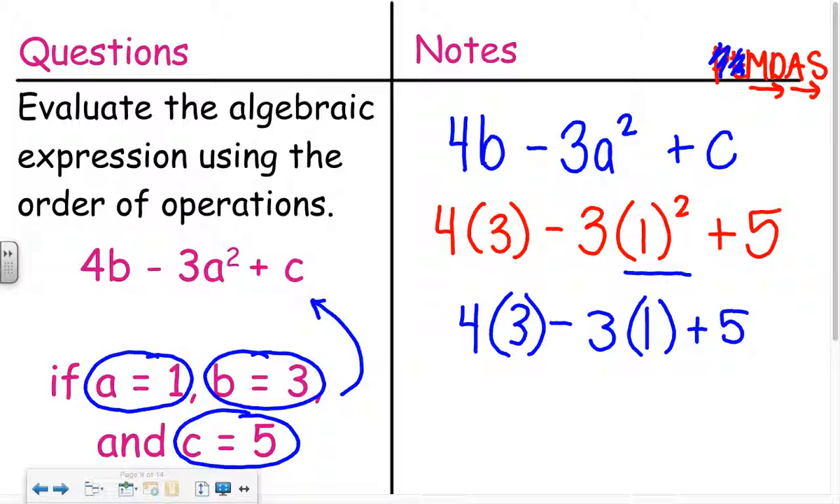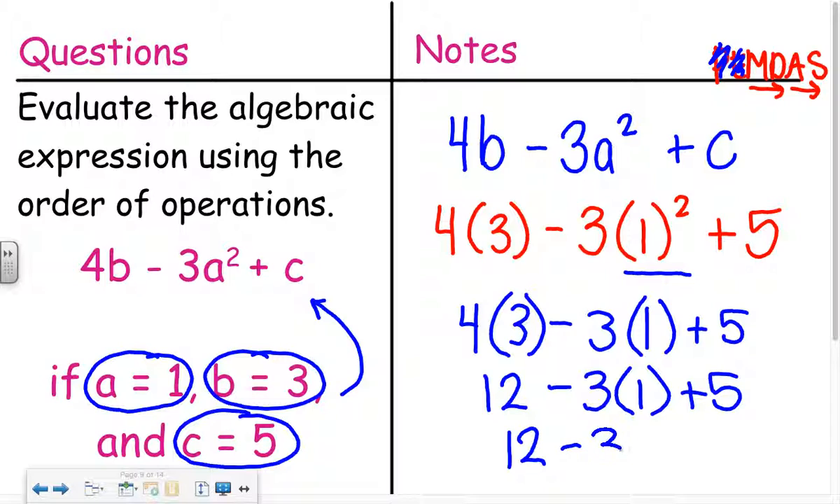Now I'm going to multiply and divide from left to right. I don't have any division, but I have 2 times where I have to multiply. 4 times 3 is the first multiplication, so that's 12. Copy the rest of the problem. And then I've also got 3 times 1 for my other multiplication. 3 times 1 is 3. Then we're done with that part.